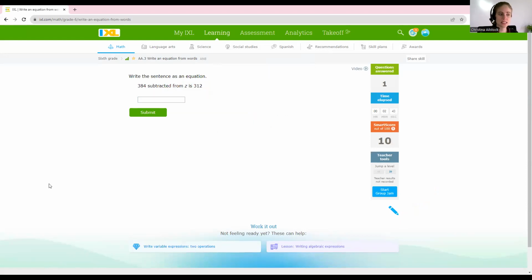All right, we want to write this sentence as an equation. 384 subtracted from Z is 312. I see a subtraction one here that makes me think of those examples we went through a minute ago. So I want to look very carefully to make sure I can get this right. It says the 384 is subtracted from the Z. So if that's being subtracted from the Z, this is one of our turnaround examples, and that's really going to go after. So we'll have Z minus 384.